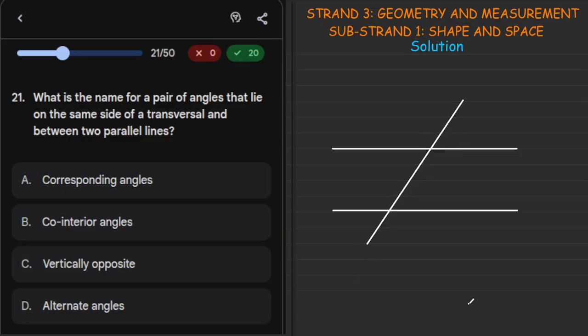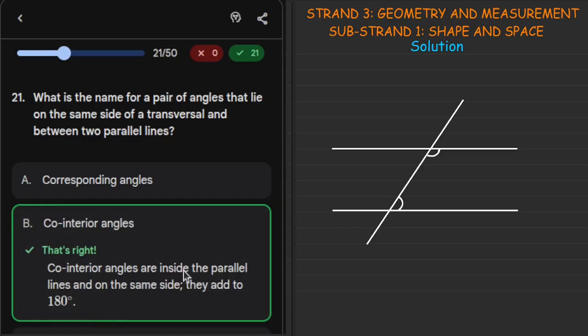For the transversal, so many other lines are formed. The one we are focusing on here is the ones we have in here. So we have these two. We call these two angles co-interior angles because they are inside. They are inside this C shape that is formed over here. So that is what number 22 is. B, co-interior angles.